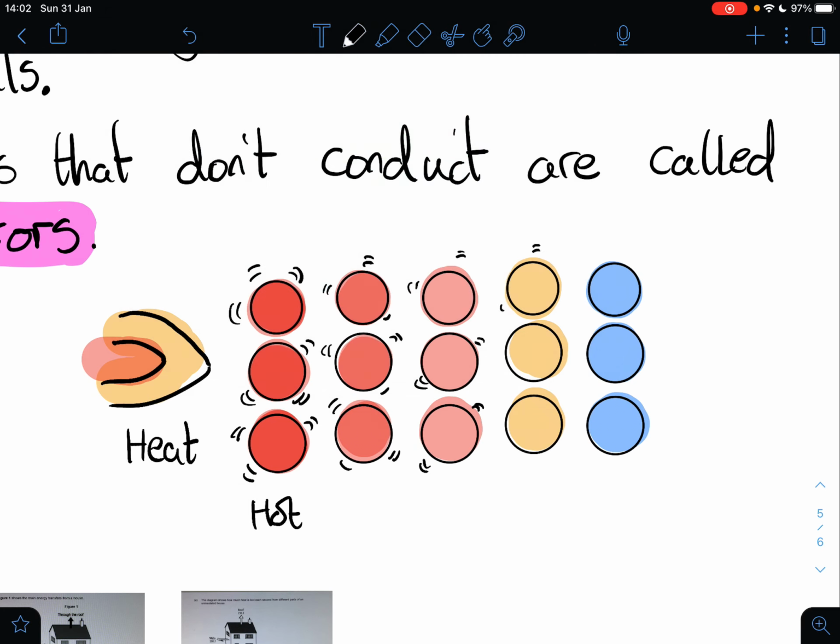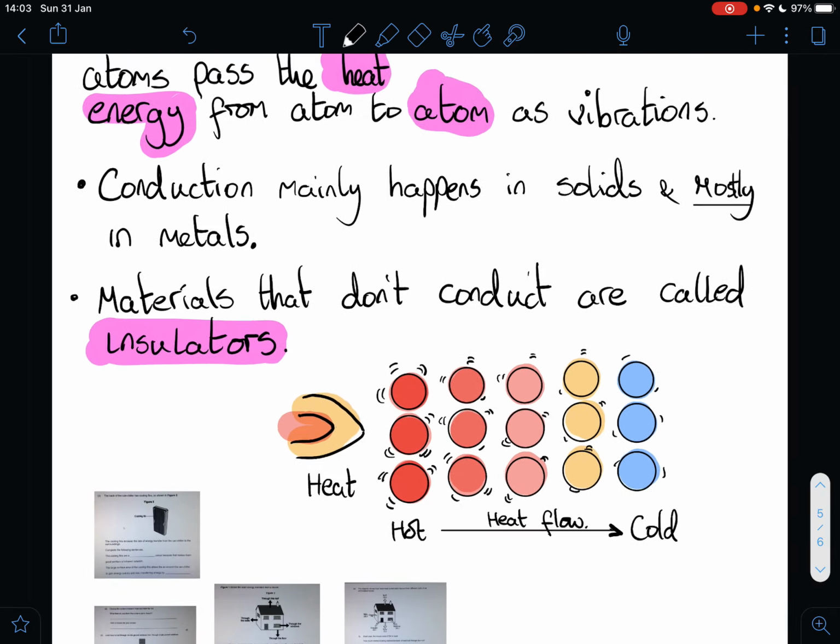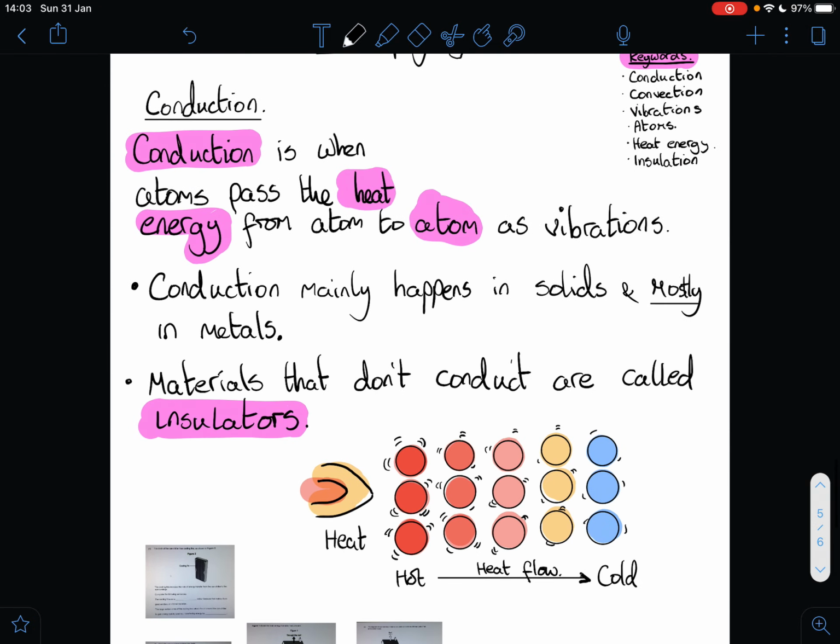So I'm going to go 1, 2, 1, 2, 3, 1, 2, 3. And then here I'm going to go 1, 2, 1, 2, 1, 2. Like that. I'm going to draw an arrow. There you go. And I'm going to put cold. So the heat flows from hot to cold. So heat flow. There we go. So that's where we're up to at the moment. That's conduction in a nutshell.